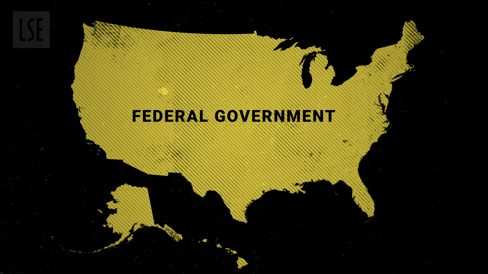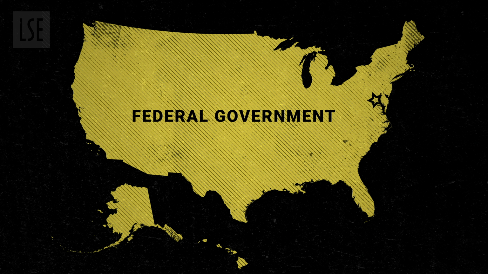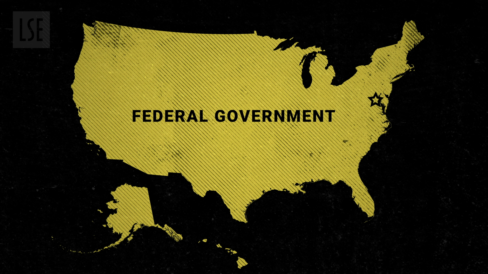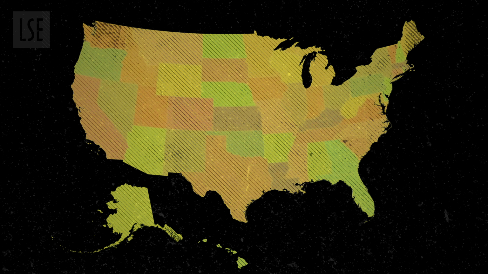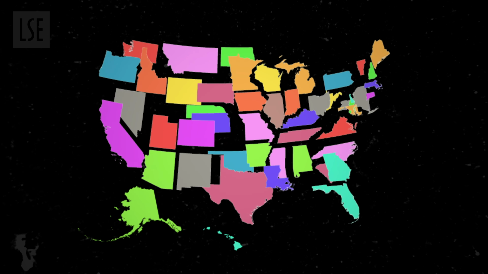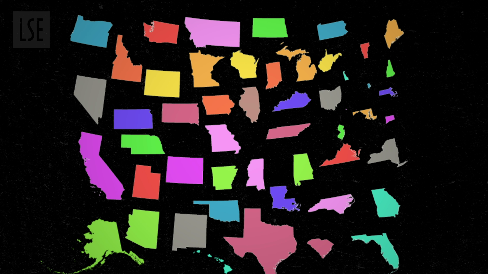We have a federal government, which is based in Washington, D.C., and has jurisdiction over the entire country. We have state governments, of which there are 50 in the U.S., and then we have local governments as well, municipal governments and other things that occur at a very localized level.